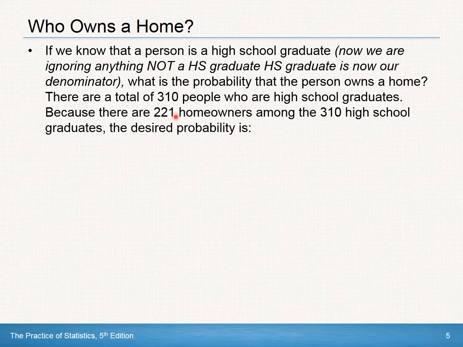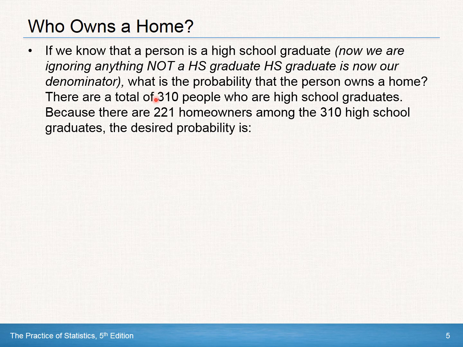Okay, so let's just continue taking a look at this example. Let's say that we know that a person is a high school graduate. Now we're ignoring anything that is not a high school graduate. High school graduate is basically now our denominator. So knowing that the person is a high school graduate, we're getting rid of everything else in the table. What's the probability that the person owns a home?